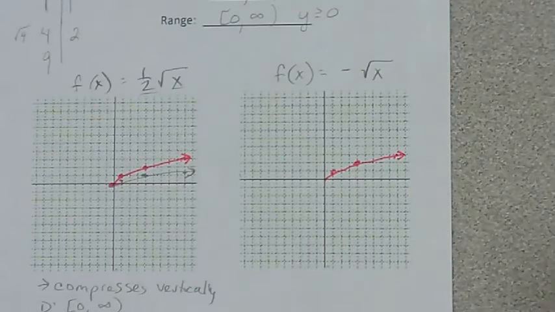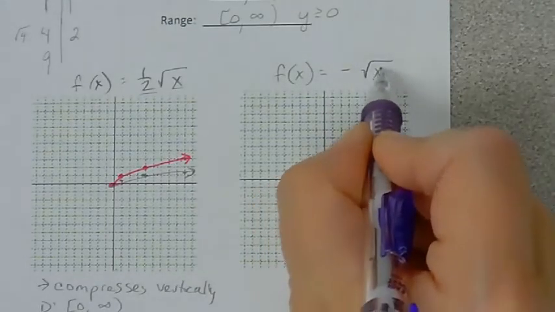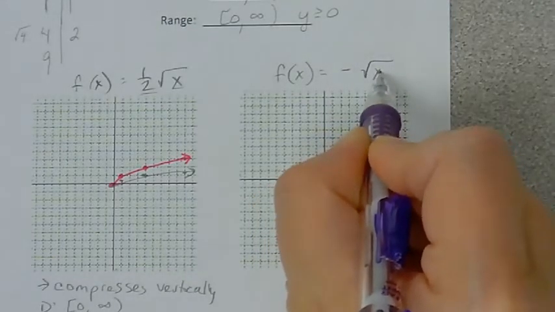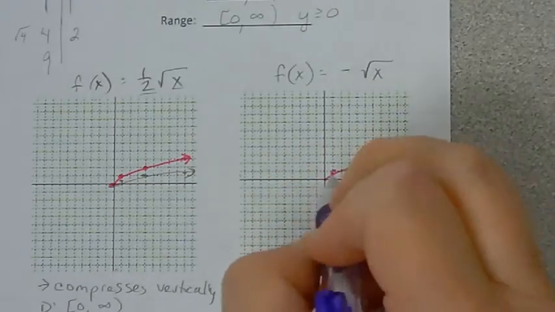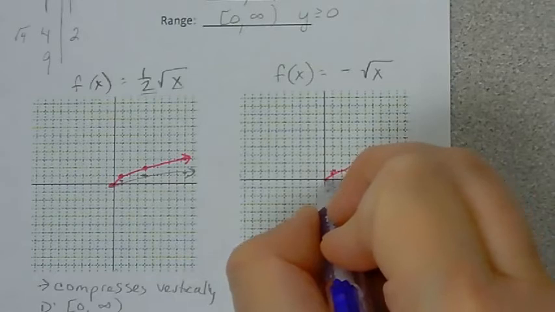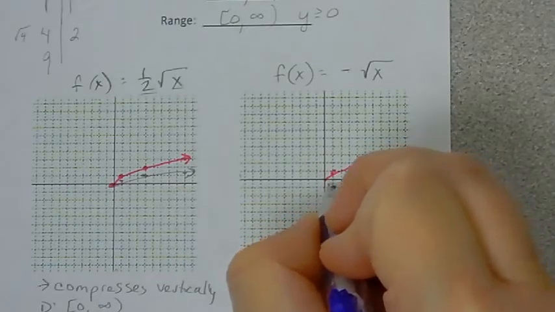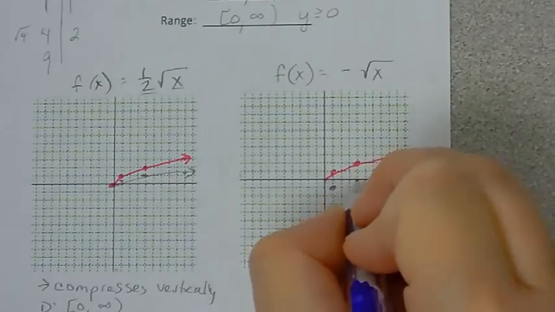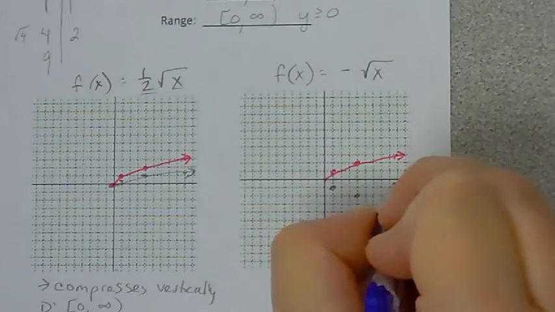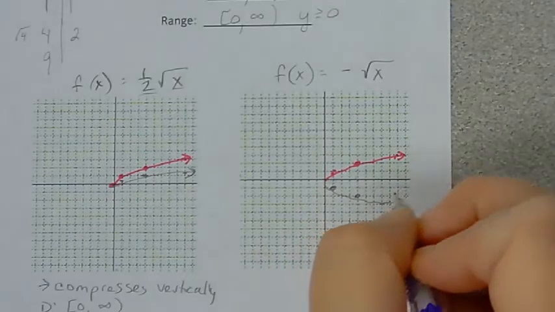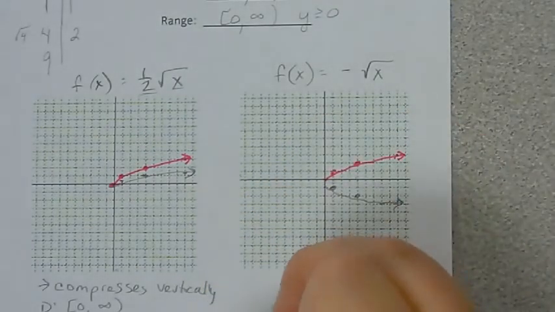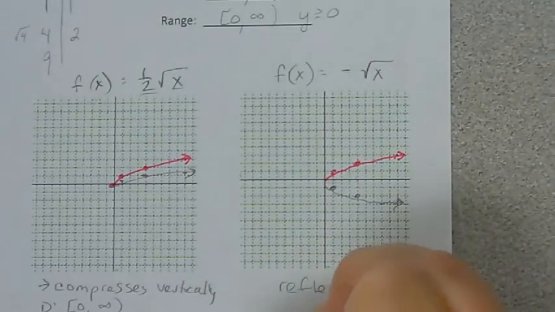But this time, in order to get our function, we're going to have the same input values, but to get our output value, we're going to make it negative. So instead of 1, 1, it's going to be 1, negative 1. Instead of 4, 2, it's going to be 4, negative 2. Instead of 9, 3, it's 9, negative 3. So you can see how putting a negative here reflects over the x-axis.